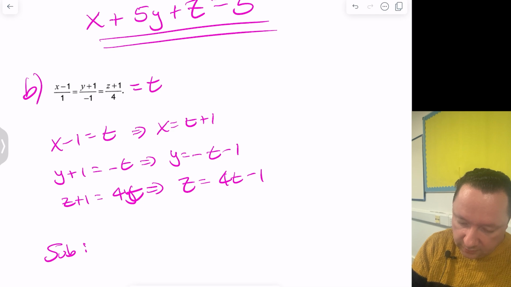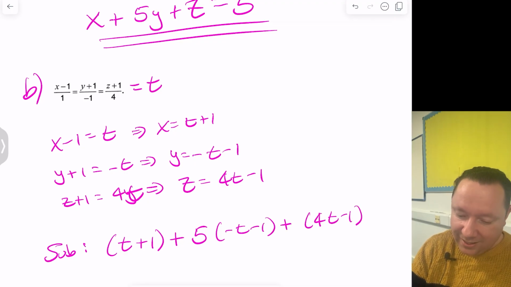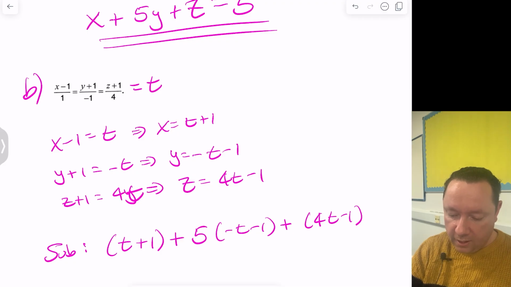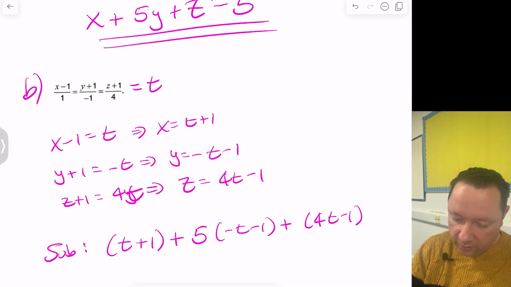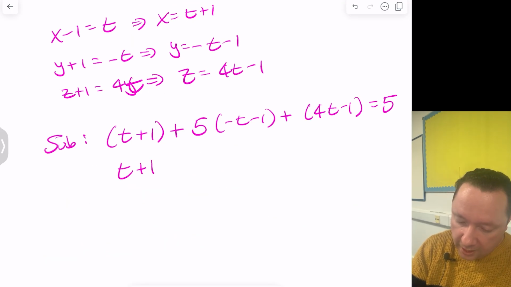So I've got subbing in, I get x, which is t plus 1, plus 5y, which is minus t minus 1, plus z, which is 4t minus 1, and that's meant to equal 5, but I'm not going to write equals 5. I'm just going to sub in to see the point of intersection. Well, that's meant to equal 5, yeah? So we get t plus 1, and we get minus 5t minus 5 plus 4t minus 1 equals 5.